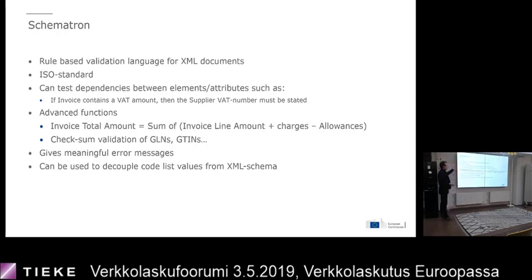But then we have Schematron that can do more advanced tests. So, for example, I mentioned if an invoice contains a VAT amount, then the supplier VAT number must also be present. That is very complicated to represent in an XML schema, but you can do it in Schematron. Or you can check the checksum of a GLN, that the last number has a correct calculation. And you can do some summation. For example, the invoice total amount is the line amounts plus charges minus allowances. So these types of rules can be defined with the Schematron language.